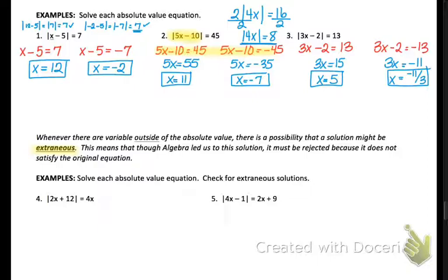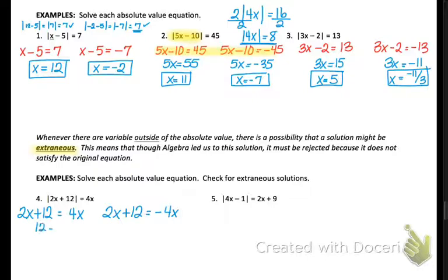Extraneous means kind of just what it sounds like. It means extra. It's there, but it's not actually one that we can use. And so here's an example of that. We would set this up to work the problem exactly the same way. One positive, one negative. So I would say that 2x plus 12 could be positive 4x, or 2x plus 12 could equal negative 4x. So let's solve both of these and see where we get.